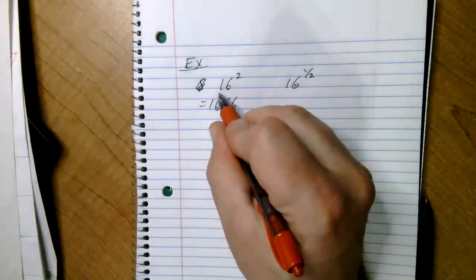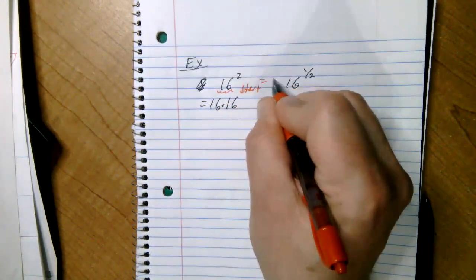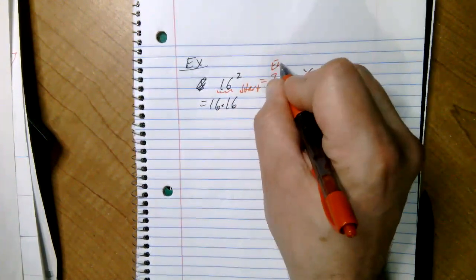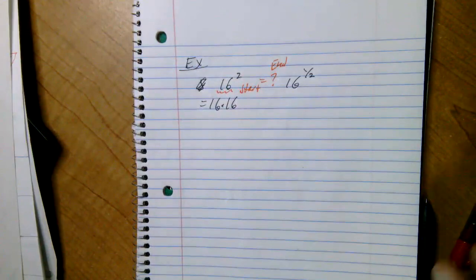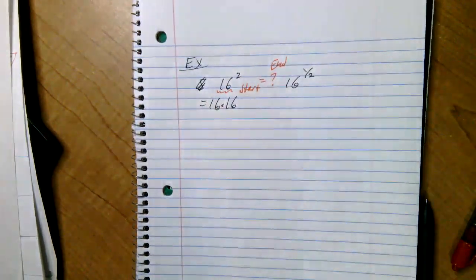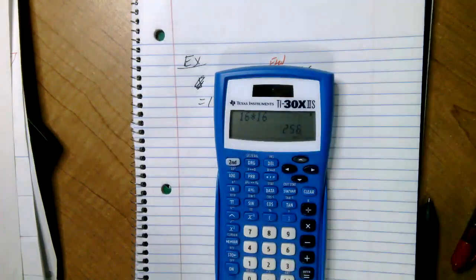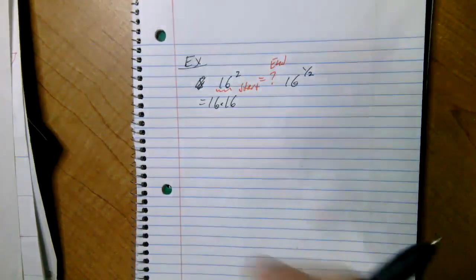Or kind of what you want to do is think of it as you're starting with this 16, and you're going to do something with it. So you're going to take 16 and multiply by itself twice, right? Or there's 2 of them, so 256. Okay.